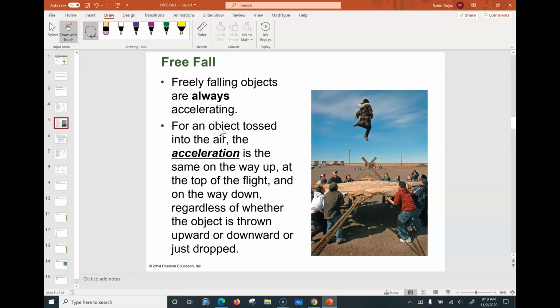Any object that is free from all other forces except for the force of gravity is considered to be in free fall. So even when an object is moving upward, there is still an acceleration on that object. It's always pointed downward, and this acceleration is always due to that force of gravity. So it doesn't matter if you toss something up, if you drop something, or if you throw something downward. All of those situations are considered free fall.